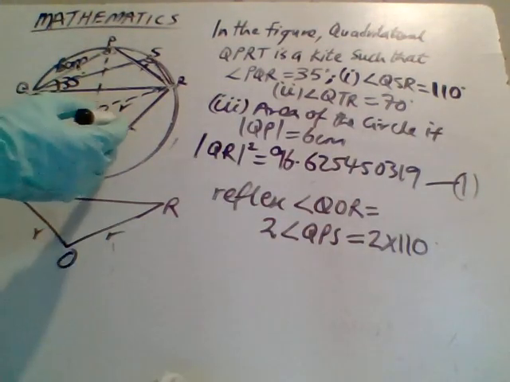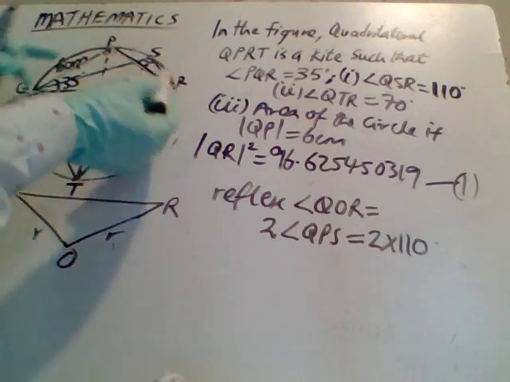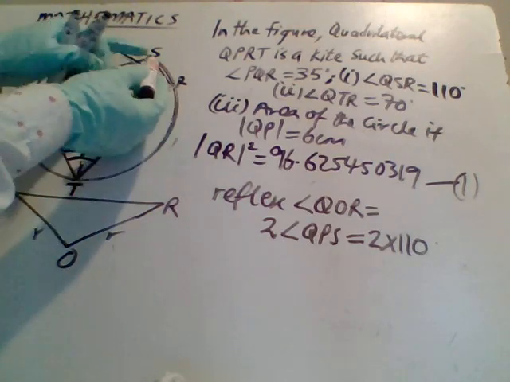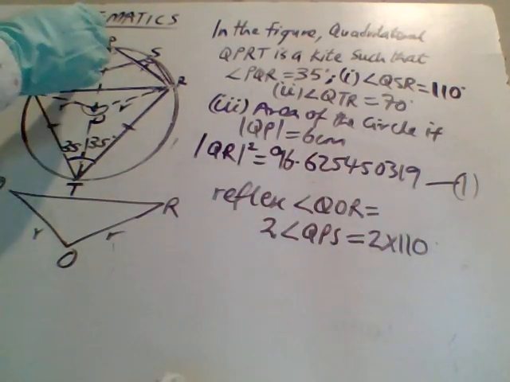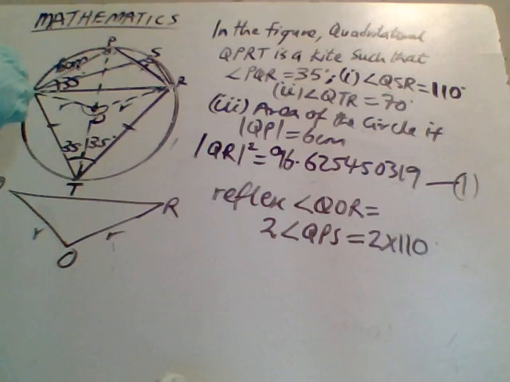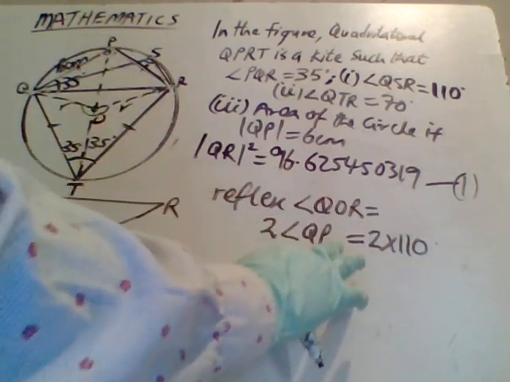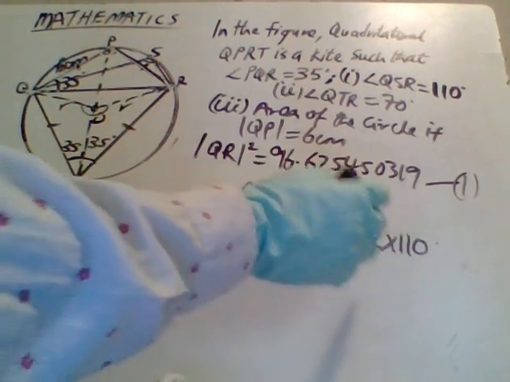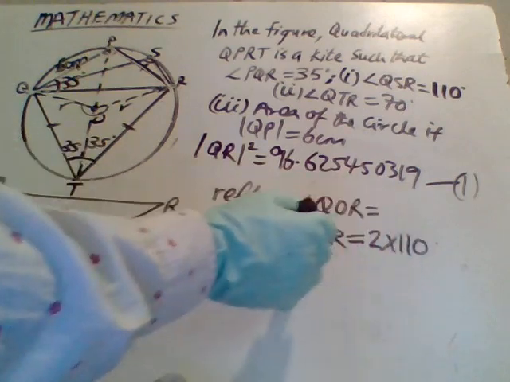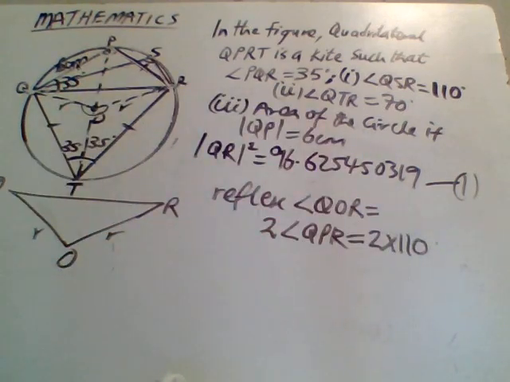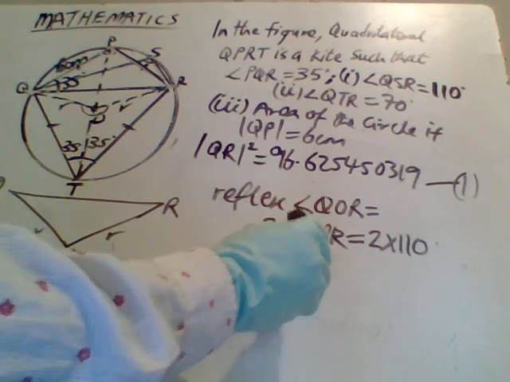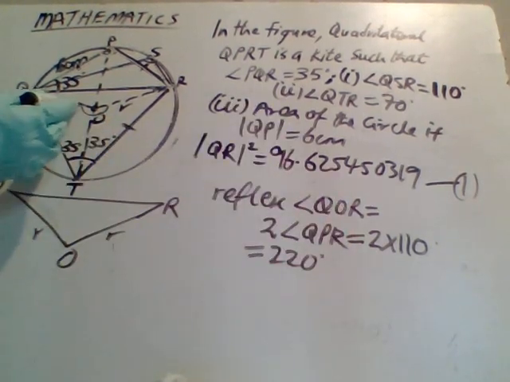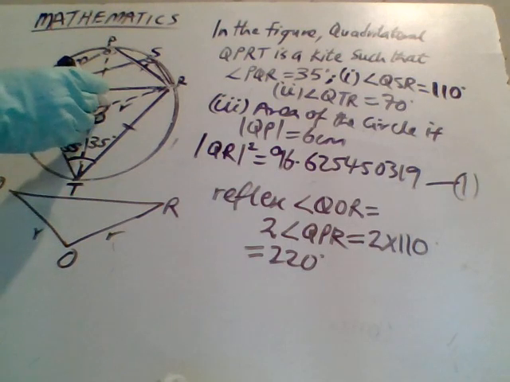We say that this angle here, when you come to this chord, is equals to angle that is here. Angle P is equals to angle X. They are in same segment. So that QPR is equals to 2 times 110. Angle QPR is 110 degree. So by the time you multiply, you have 220 degree. This angle here. So how do we get this angle that is here?